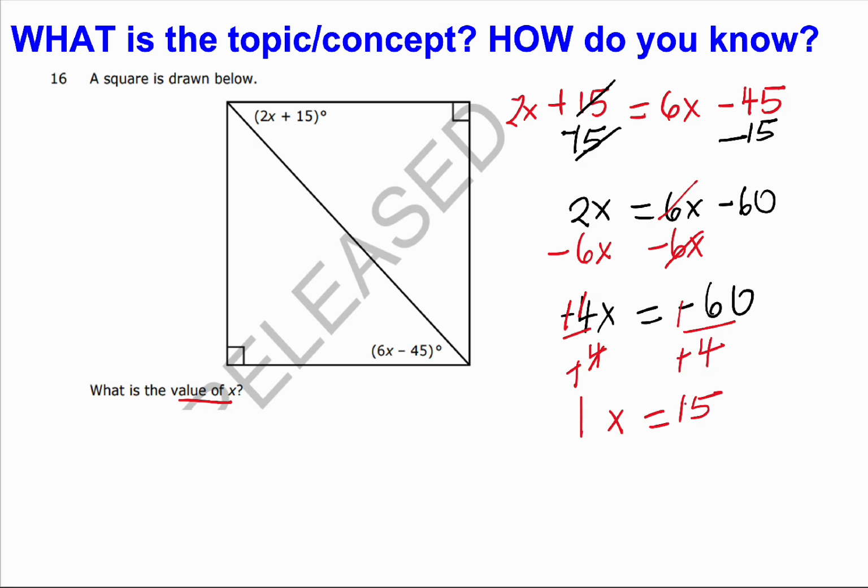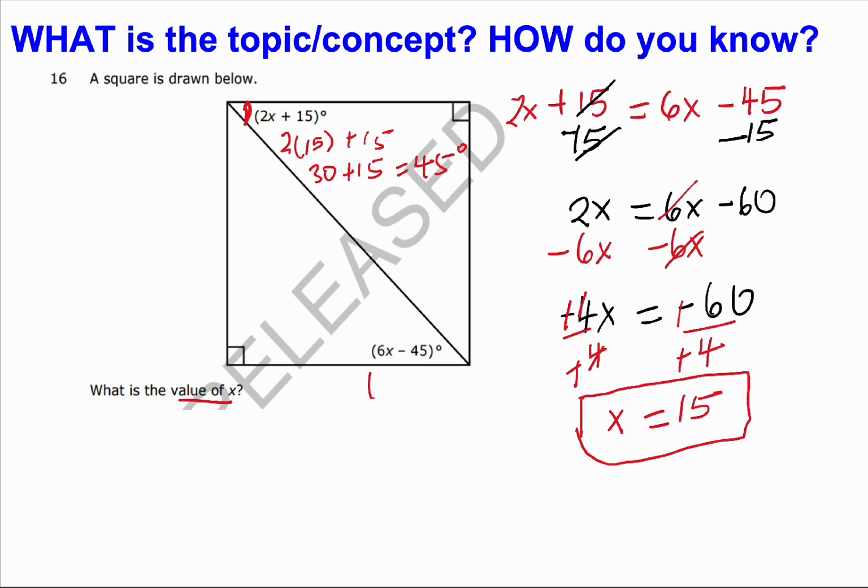I can verify my results by testing it. So to test it, we are going to have 2x + 15, right? So we multiply 2 times 15 to get 30, plus 15, which gives us 45. So it means this whole angle here is 45 degrees.